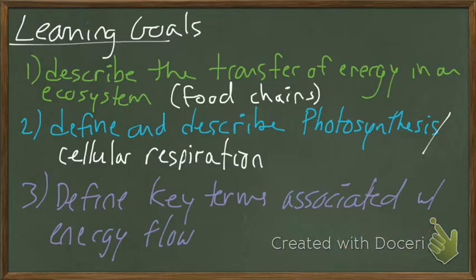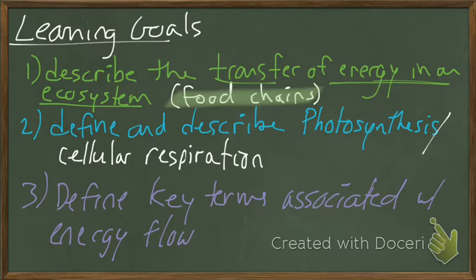Learning goals. You're going to describe, or I should say we are going to describe, the transfer of energy in an ecosystem. So previous video we talked about ecosystems, what they are, all the key terms associated with them, different kinds of ecosystems. We'll get more into detail on the organization of life in a future video, but for now we're specifically going to look at food chains. Now food chains you've done in the past, at least I'm hoping you've done in the past, so you have a general idea of how they work, but we'll try to get into a bit more detail.